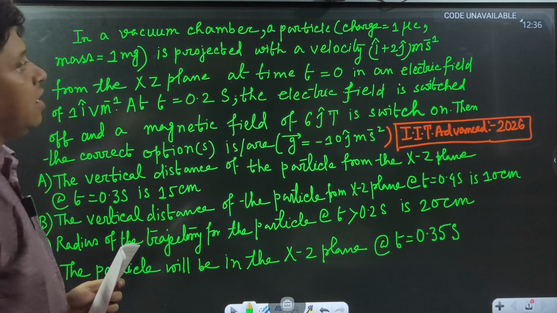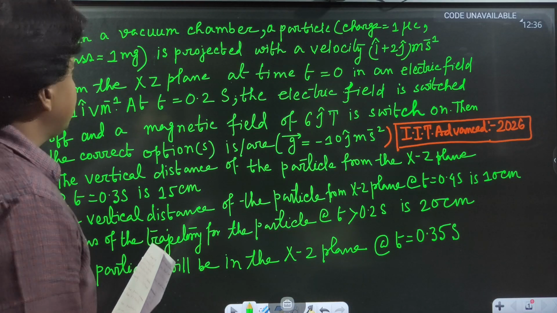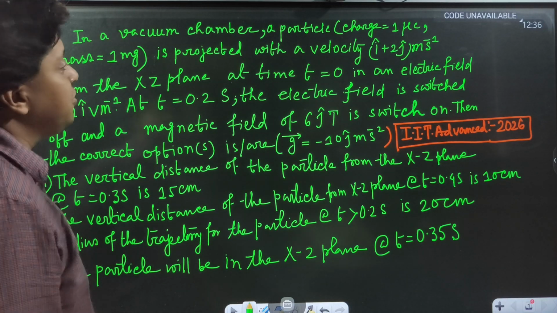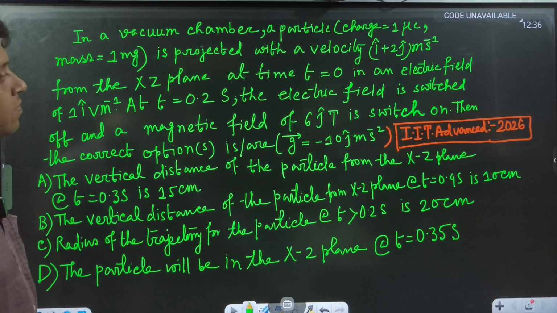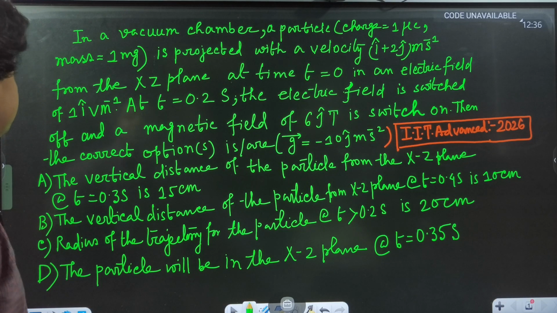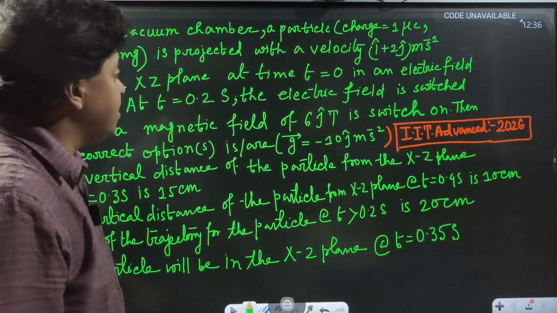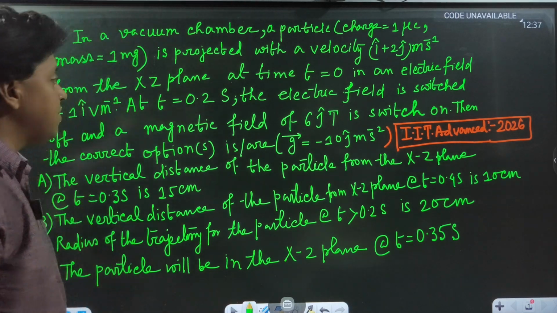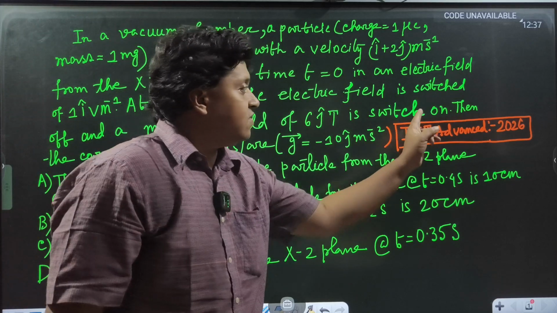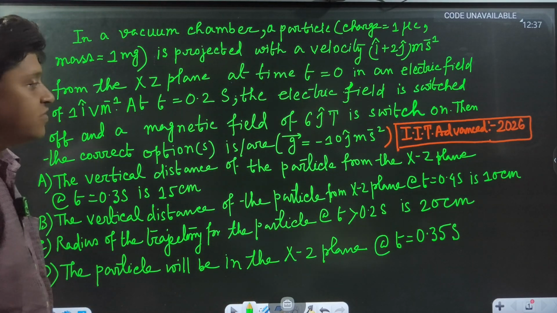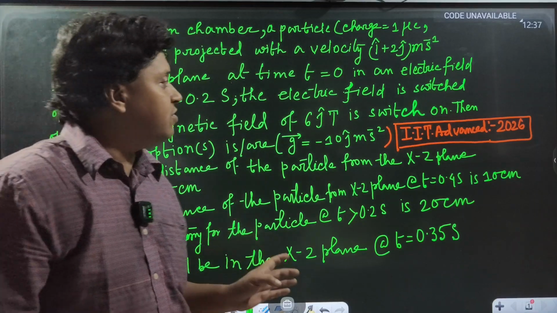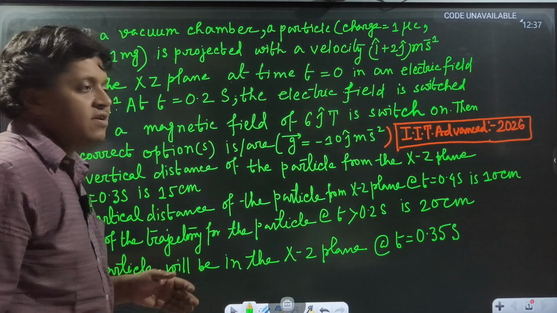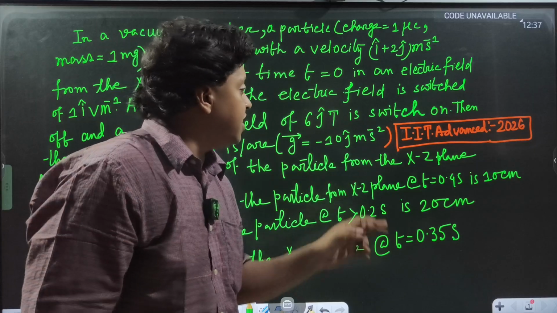In a vacuum chamber, a particle of charge 1 microcoulomb and mass 1 milligram is projected with a velocity i cap plus 2 j cap meter per second from the xz plane at time t equal to 0 in an electric field of 1 i cap volt per meter. At t equal to 0.2 second, the electric field is switched off and a magnetic field of 6 j cap Tesla is switched on. Then the correct option or options are: g vector is equal to minus 10 j cap meter per second square, a data which is practically known to each and everyone. g vector acts in the vertically downward direction, so it is along negative j cap.